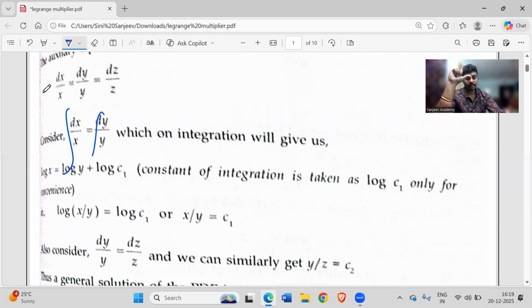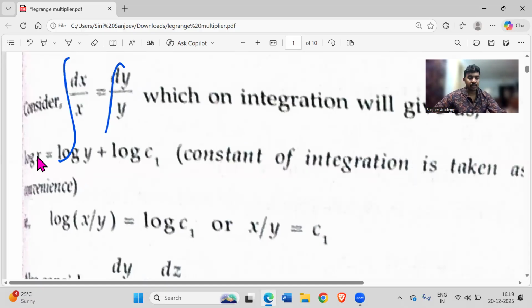You can zoom in, then only you'll be able to get it. I'll zoom it here for you guys. The integral of dx by x is log x, the integral of dy by y is log y, plus log c1. Log a minus log b, so log x minus log y, is log of a by b. Log of x by y is equal to log c1. Cancel log and log, and I got x by y is equal to c1.